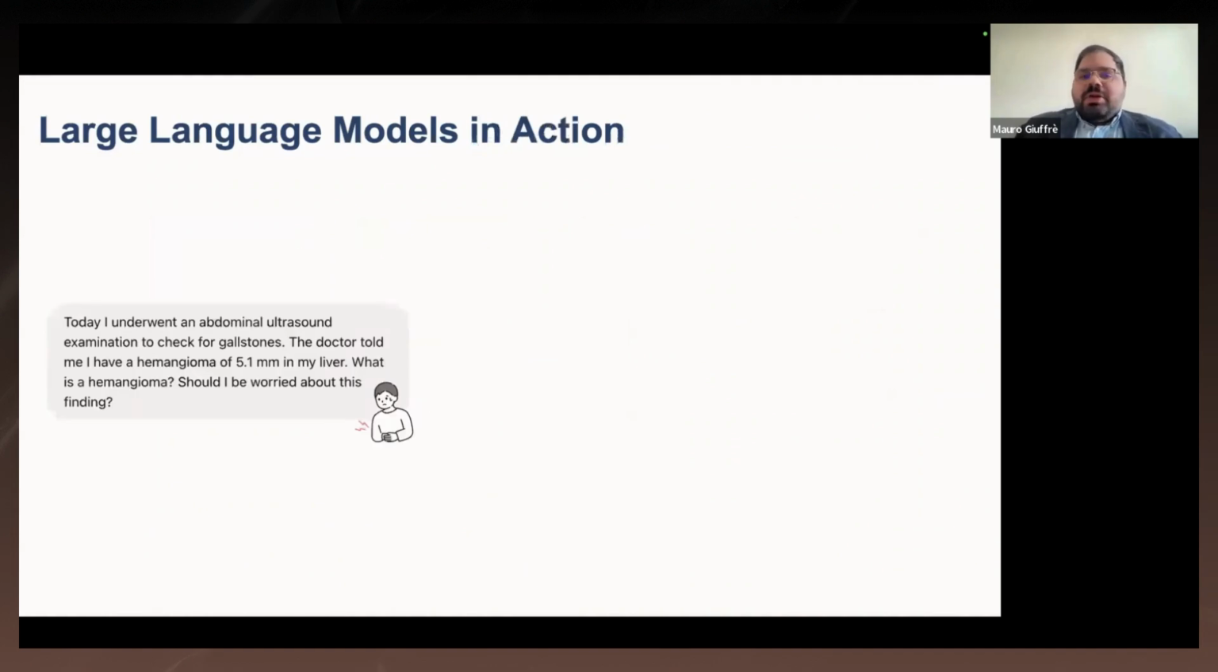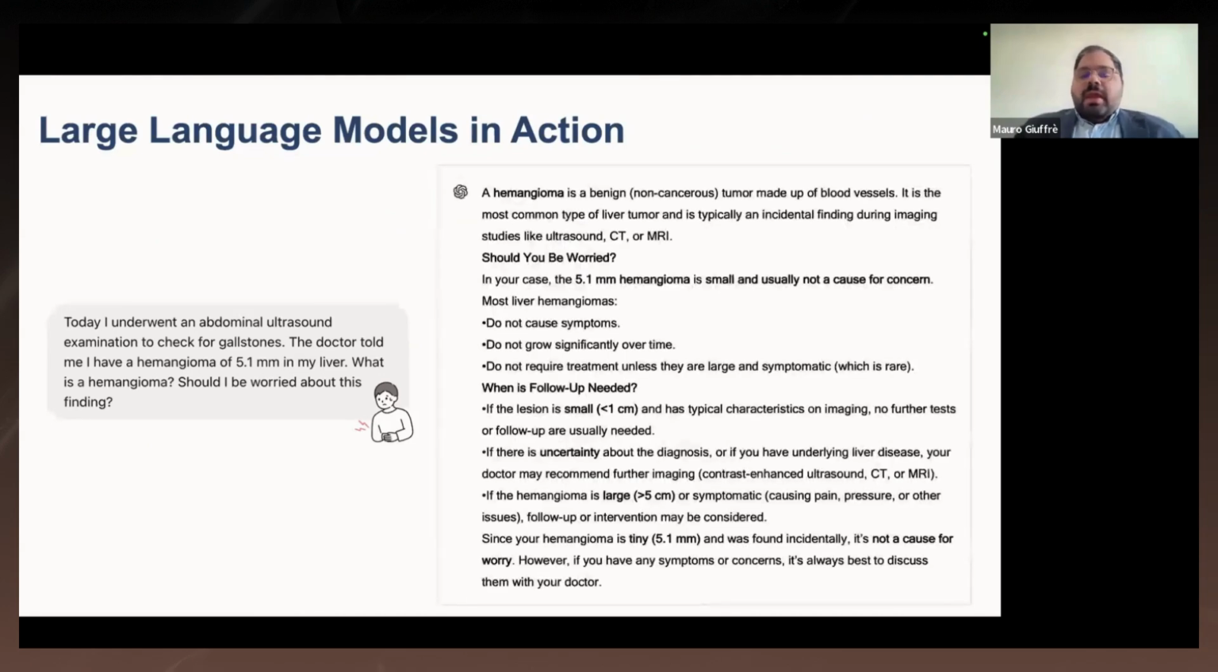Just to give you an example of how a large language model may work, let's say I'm a patient. I went to the doctor just to check for gallstones, and they did an ultrasound and found a hemangioma of 5.1 millimeters. I don't know what a hemangioma is, and I ask a large language model, what is a hemangioma, and should I be worried about this? A foundational large language model has ingested all the knowledge that is on the internet, so it's able to give rudimentary or even very good answers, telling us what a hemangioma is. It's non-cancerous, it's small, and when follow-up would be needed, and it may tell us not to worry about this finding because of a series of reasons.